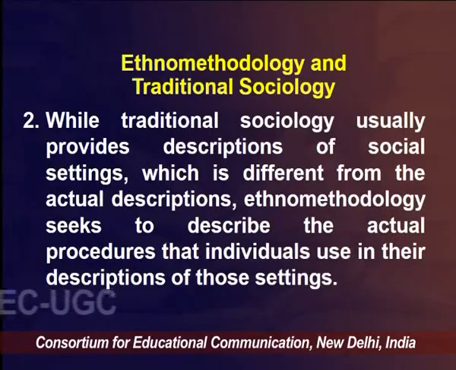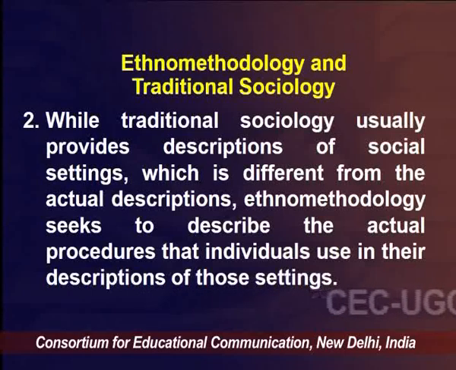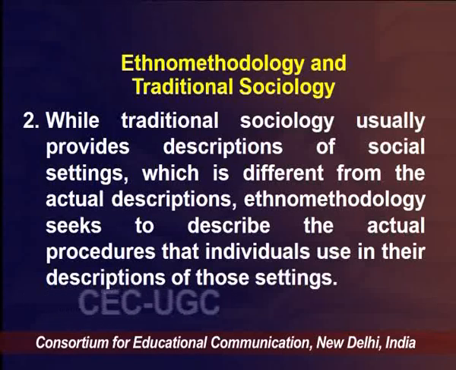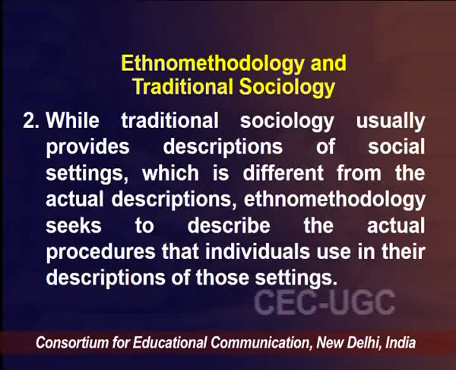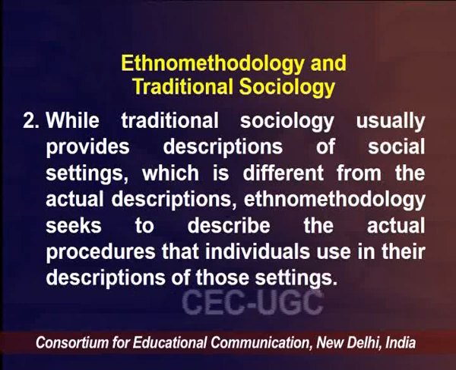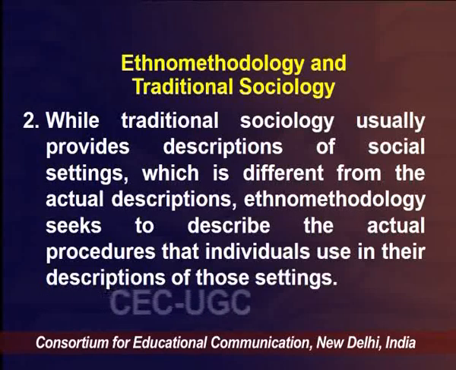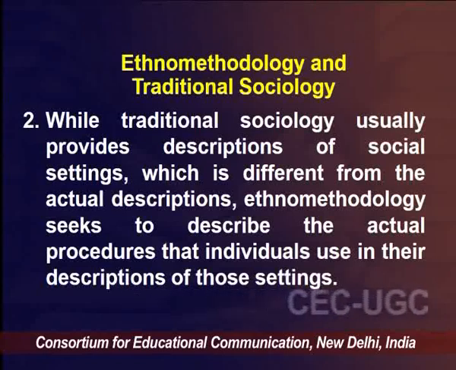The second difference between traditional sociology and ethnomethodology is that traditional sociology provides a description of the social setting, which is different from the actual description, so it can be contested. A sociologist can define, say, religion as functional. However, in a society, religion can lead to conflict. So the description is different from the empirical reality. What ethnomethodology does is describe the actual procedures that individuals use in the description of those settings.